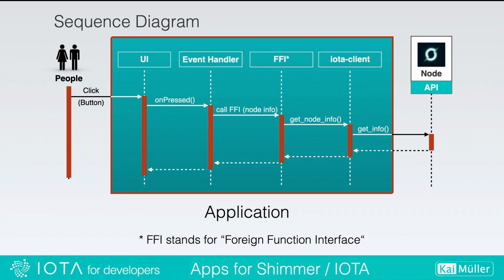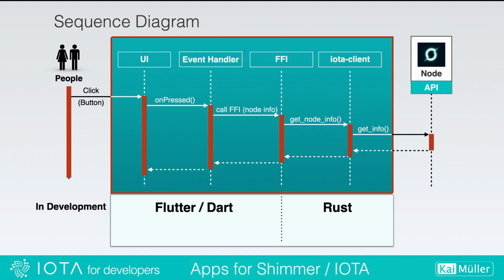This method then forwards the request to a function in the IOTA Rust library, which retrieves the desired information from the node. The information is then relayed back using the same pathway. During the development phase, this means that the UI and handlers are written in the Dart programming language, while the back-end functions are implemented in Rust.